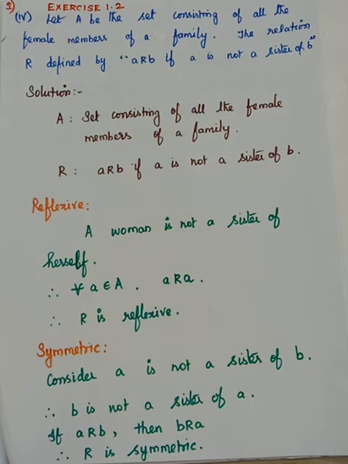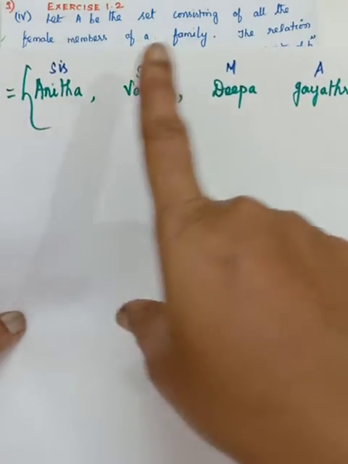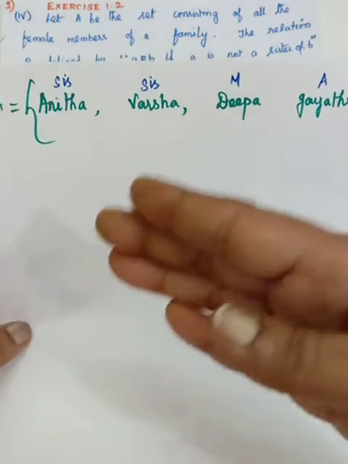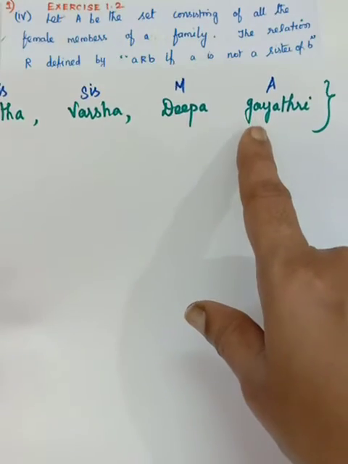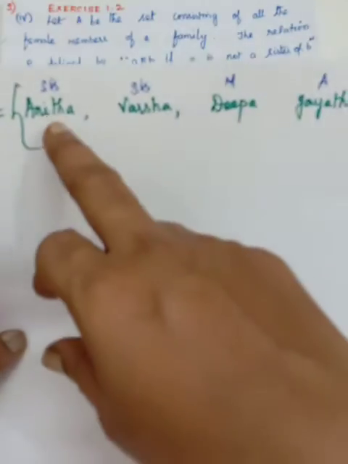Next we are moving to the symmetry. Symmetry means what you have to say: if A is not a sister of B, we have to check B is not a sister of A. If so, we can say the relation is symmetric. So you see that from the set A, Anita is not a sister of Deepa. If it's so, Deepa definitely is not a sister of Anita. If you consider any other combination, Anita is not a sister of Gayatri means Gayatri is her aunt. So Gayatri cannot be a sister of Anita.